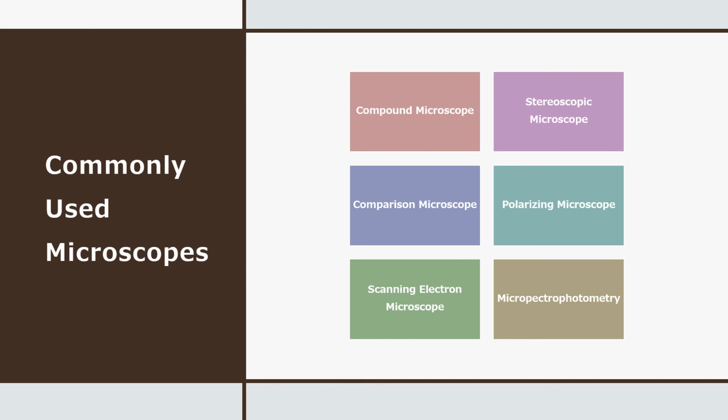And finally, oops, there's a typo. This should be microspectrophotometry. And what this will do is it'll help you determine what wavelengths of light are reflected off of something to an extremely high level of detail. You're not actually going to magnify the whole image so much as quantify what types of light waves are reflecting off of something to better characterize what it's made of.